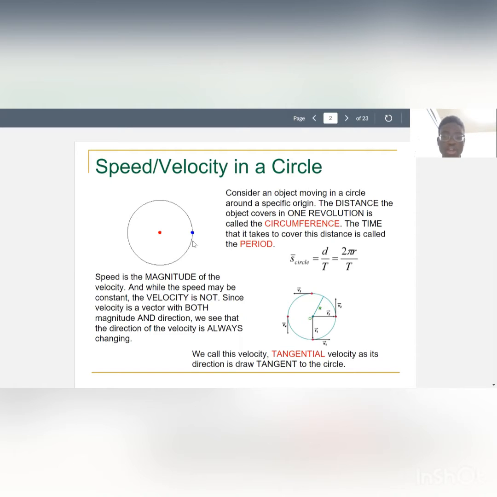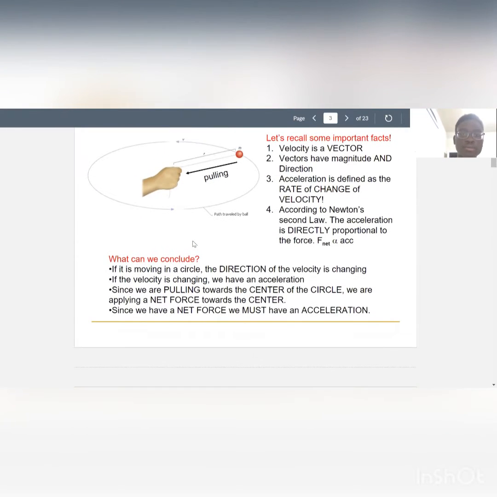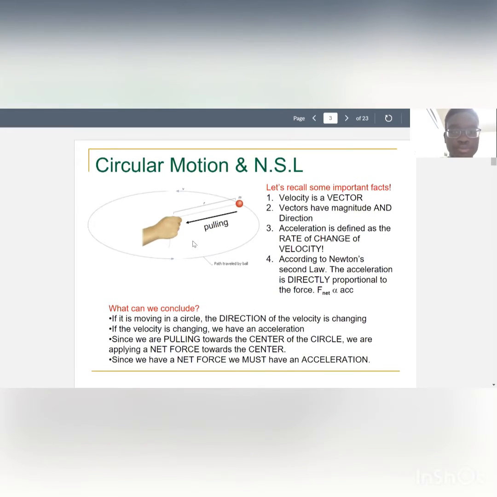To continue on, you can see that in this picture, the radius is half of the diameter, which is the full length from one side of the circle to the other side, and the radius is half of that.